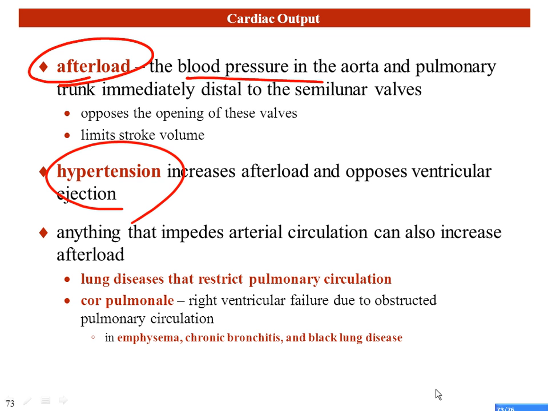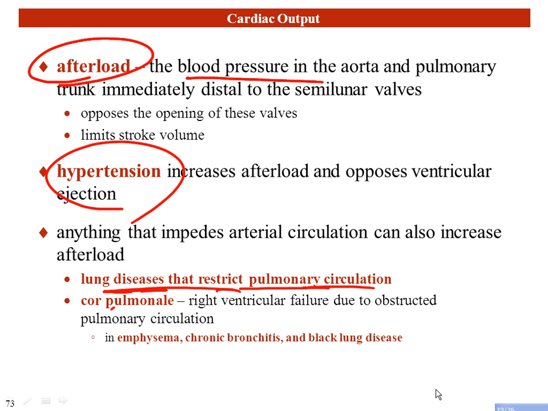Also, you know, afterload is a factor for the right side of the heart. Okay, and the right side of the heart is going to be affected by what's going on in the lungs. So you have some type of restrictive lung disease. Okay, that can increase afterload.